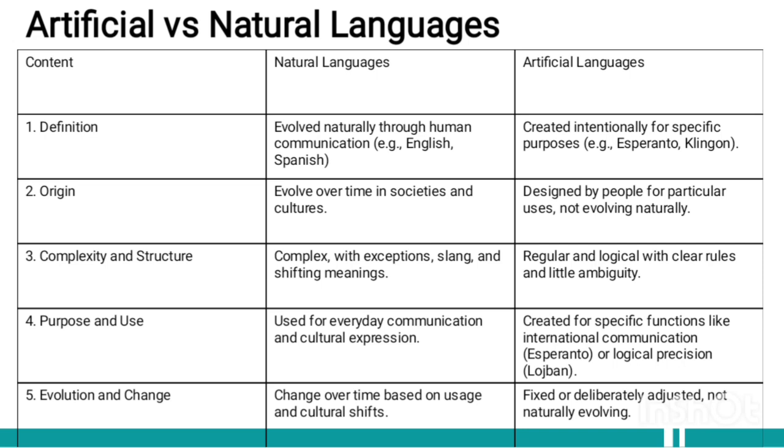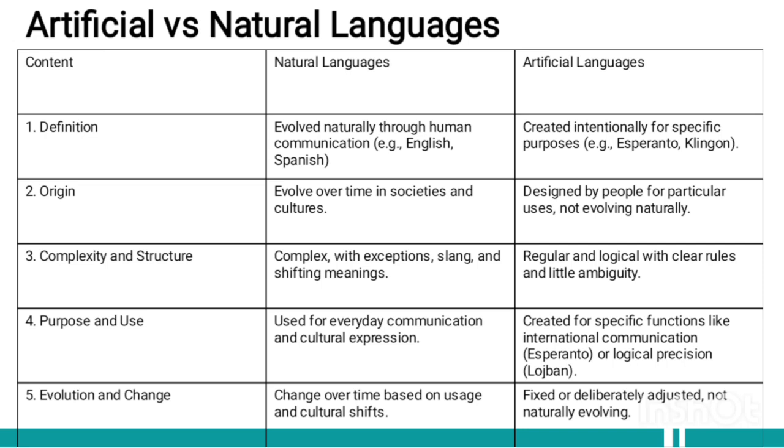Next one, evolution and change. Natural languages change over time, so they evolve as people use them in different ways, and meanings of words, pronunciations, and grammar can shift. New words are created, old ones fall out of use, and language adapts to the needs of the speakers. Artificial languages are usually fixed or only adjusted intentionally. Since they are deliberately created, their structure doesn't evolve naturally.